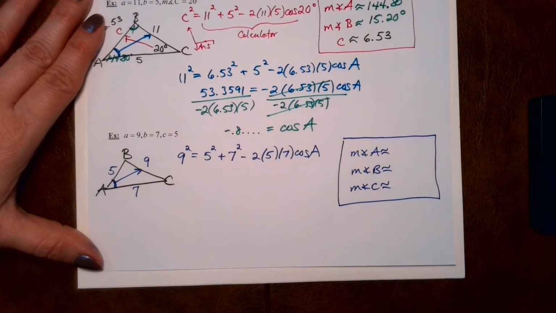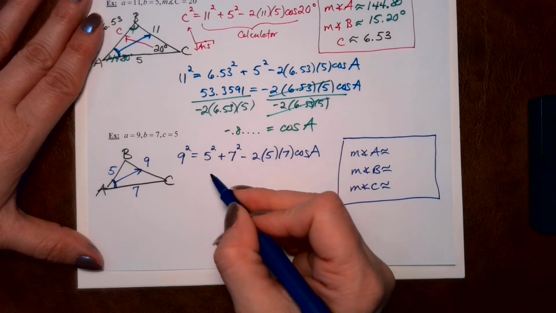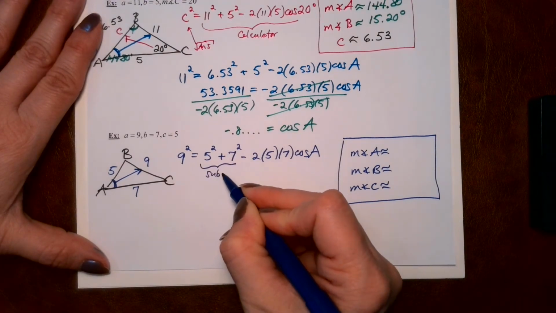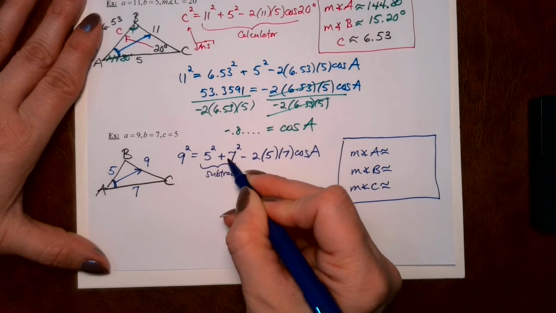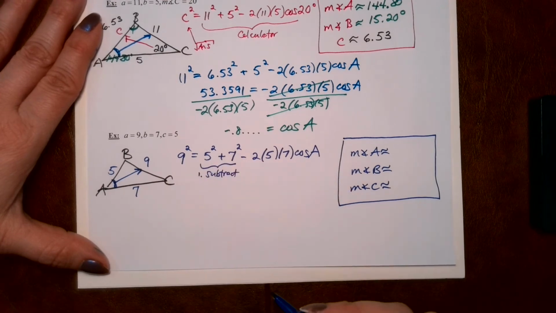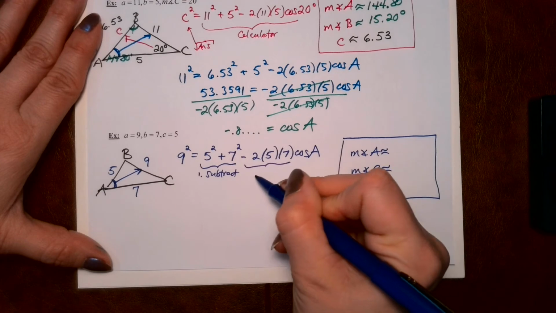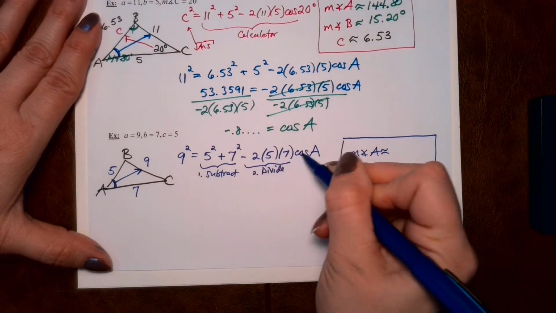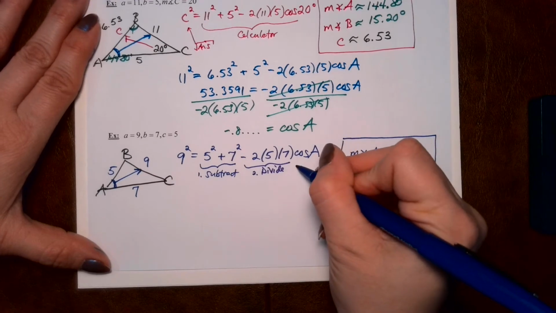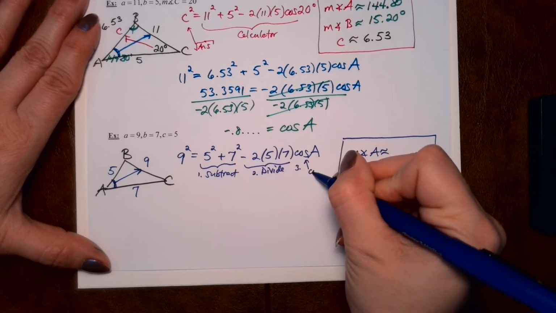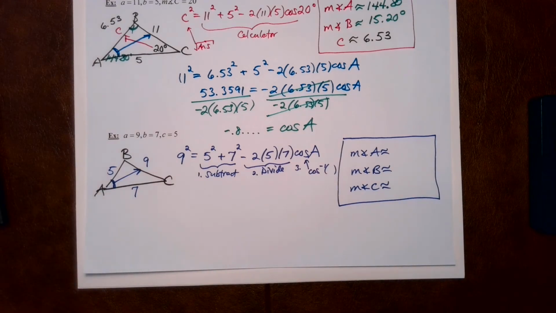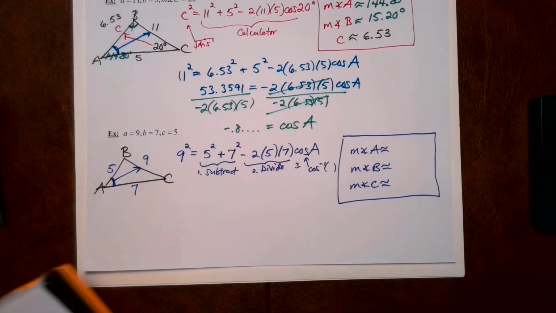Now, how do you work the calculator? Step 1 is to subtract those values. Step 2 is to divide both sides by those values. Step 3 is cosine inverse to find the measure of the angle. Let's see if we can do everything with just calculator work.